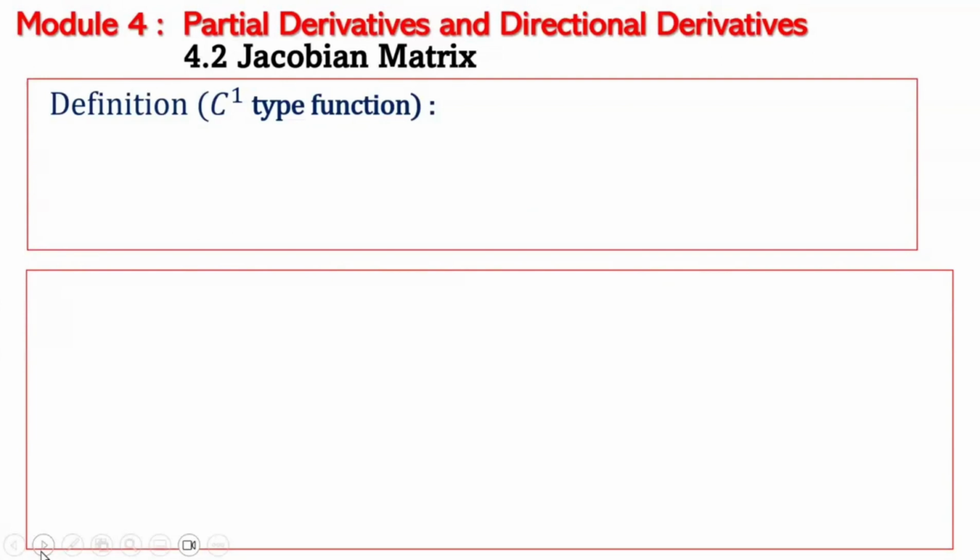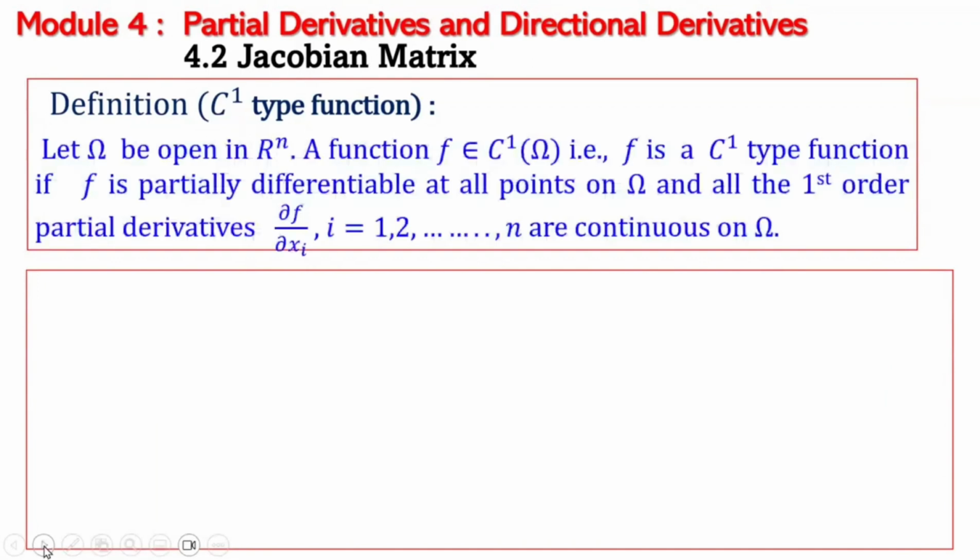So now we have a definition here. It is a function of type C1. In this definition, let omega be open in Rn, and we have a function f. We denote it as C1 of omega, which means that f is a C1 type function if f is partially differentiable at all points on omega. That means any first order derivative with respect to all the variables exists at any point.